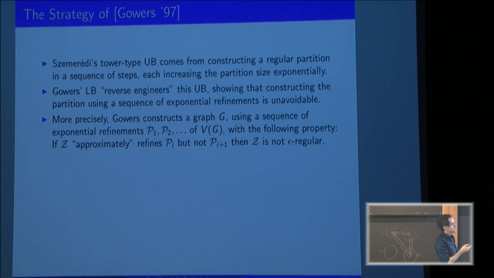A bit more formal way to say this is that he constructs a graph using some arbitrary sequence of exponential refinements of the vertex sets, such that for every epsilon-regular partition Z, if it approximately refines the ith partition pi_i, then it approximately refines pi_{i+1}. And let me not define what approximately refine means right now. And so you iterate this, which is basically reverse engineering the upper bound proof, and you get your bound. More on this later.